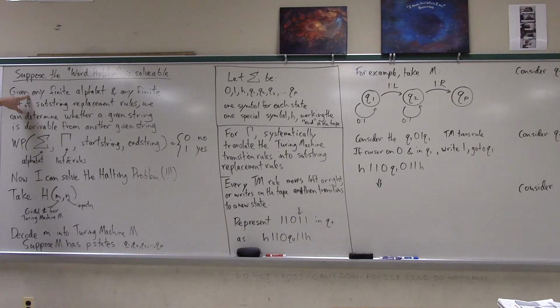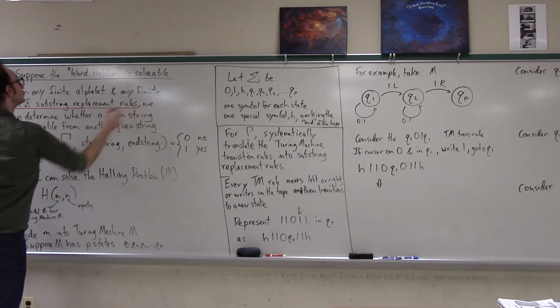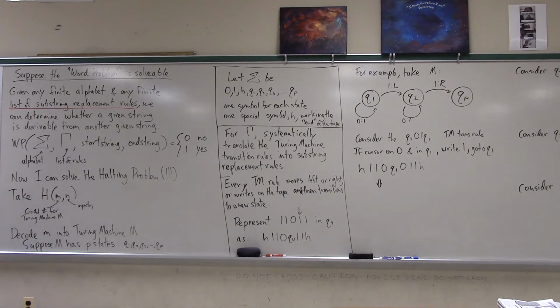As I was just saying, given any finite alphabet, you give me some character set, and I have a finite list of substring replacement rules. So little rules which tell you to replace one substring with another substring within some larger string. We now have given ourselves the power, this is a proof by contradiction, to determine whether a given string is derivable from another given string.